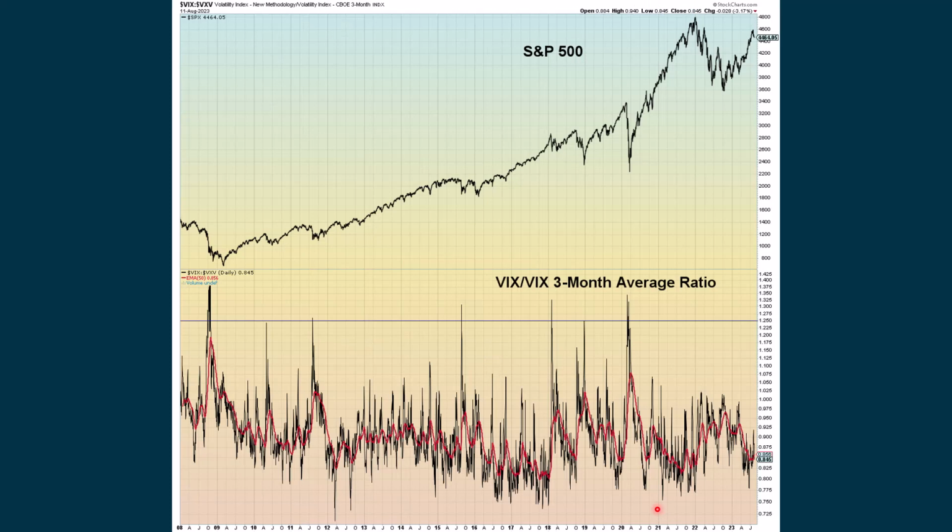The next chart is the VIX, and then we take a 3-month average of the VIX and then do a ratio. I mostly pay attention to the red line. We've been declining overall, but as the market's been having some difficulties, we're starting to see this red line turning back up, another thing that we'll keep an eye on.